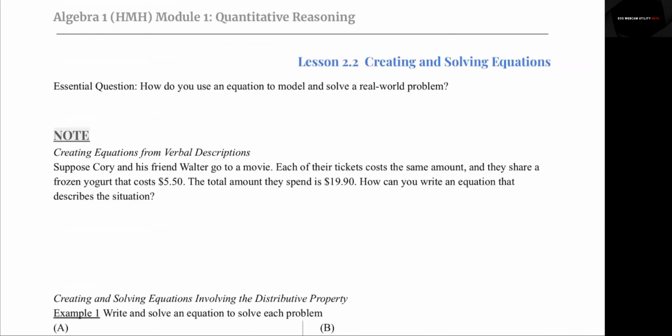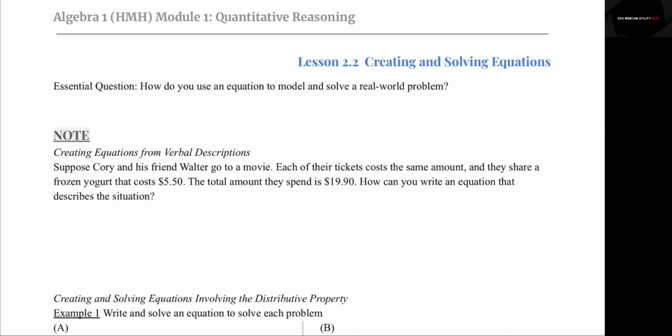Today we're talking about creating and solving equations, guys. Essential question: how to use an equation to model and solve real-world problems. So the friend Walter goes to the movie. They share frozen yogurt, and then they each bought tickets, I guess, to get into the movie theater. The total is 1990. How would you do that?